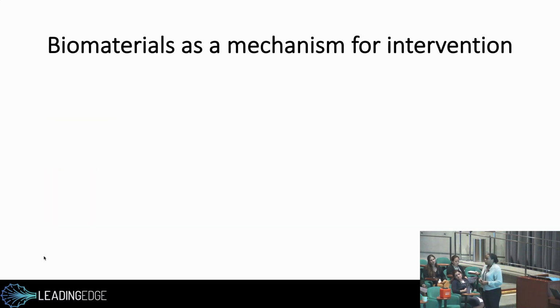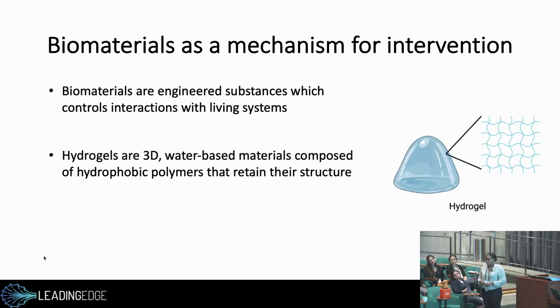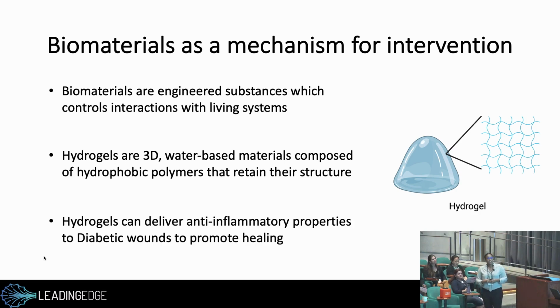So what tools can I use to challenge the destructive nature of diabetes? I also incorporate biomaterials as a means for intervention to improve wound healing. Biomaterials are engineered substances that interact with our living systems. And specifically, I use hydrogels. These are water-based materials, think of hair gel or Eco-Styler, and they retain their structure over time, and they act as the concrete to fill in that pothole of the wound. Hydrogels, in general, can deliver anti-inflammatory properties, specifically with the diabetic wound, and can promote healing and tissue remodeling.